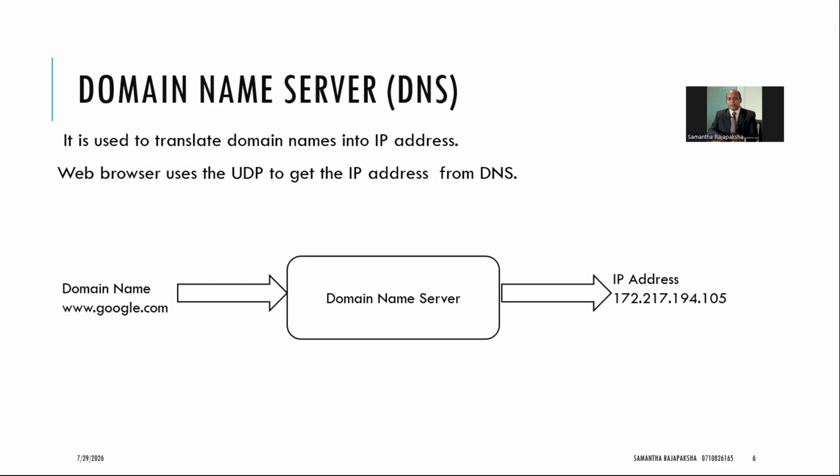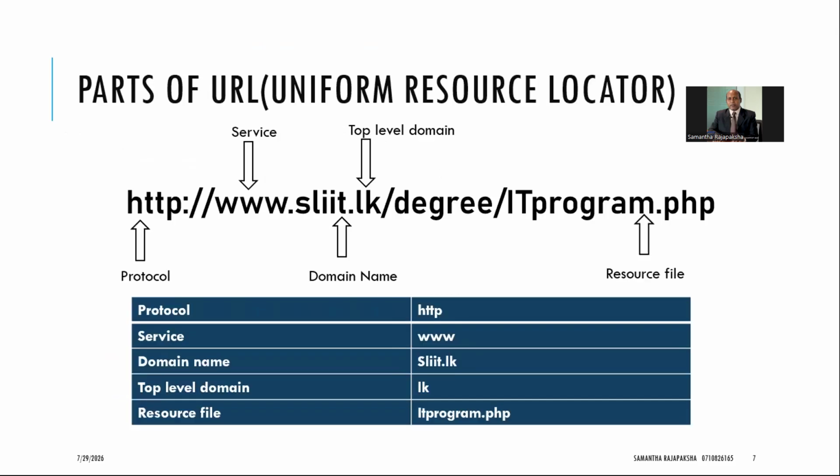Now in a mobile phone, that translation is done inside the phone itself, because we have a directory where we have saved the names and the numbers. But you can't do that for the internet, because the internet has billions of websites. Therefore, in one place, you can't keep all the domain names and IP addresses. So we want a distributed system where the DNS servers are located here and there in the world, so that we can connect with the closest DNS server to convert the domain names into IP addresses.